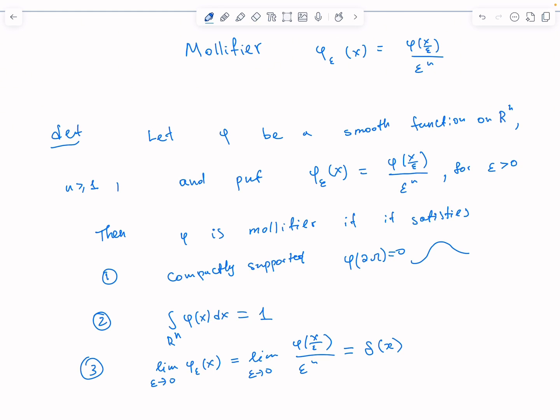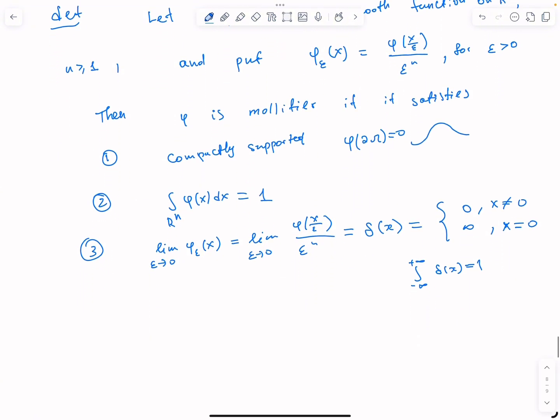Dirac delta is equal to 0 if x is not equal to 0, and infinity if x is 0, and the integral from minus infinity to plus infinity dx is equal to 1. This is the Dirac delta. And why do we need a mollifier? We need a mollifier to approximate a function by smooth functions.